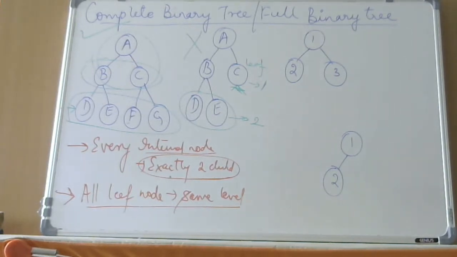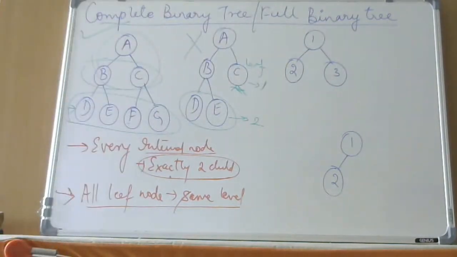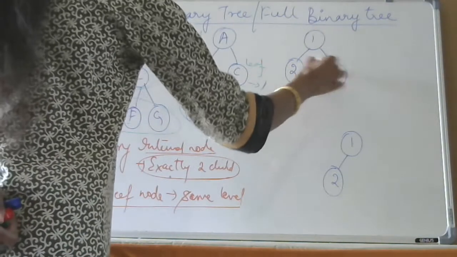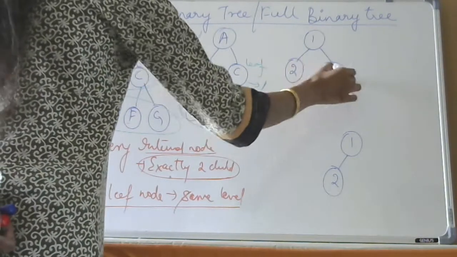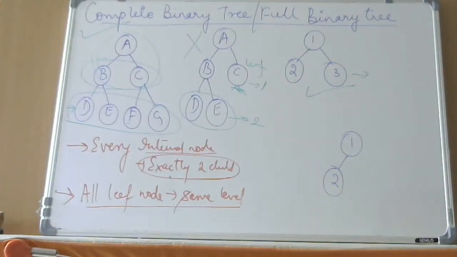Let us take the third example. What about this? 1, 2, 3. 1 is the root node. Correct? It has two children, 2 and 3. Both of these are leaf nodes, and they are at the same level. So it is a complete binary tree.